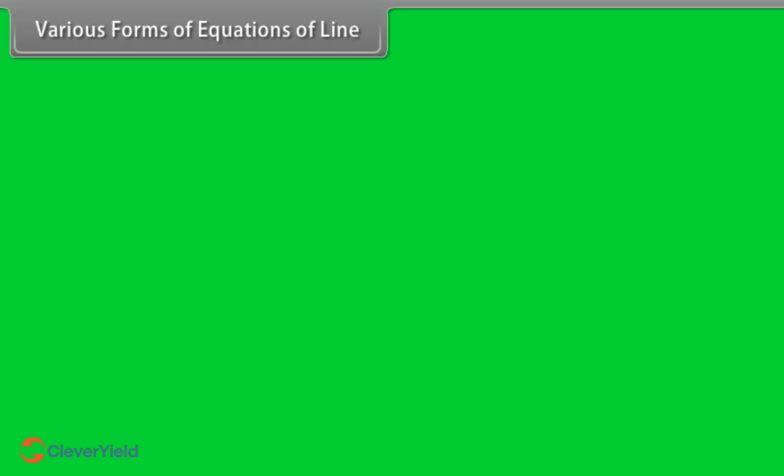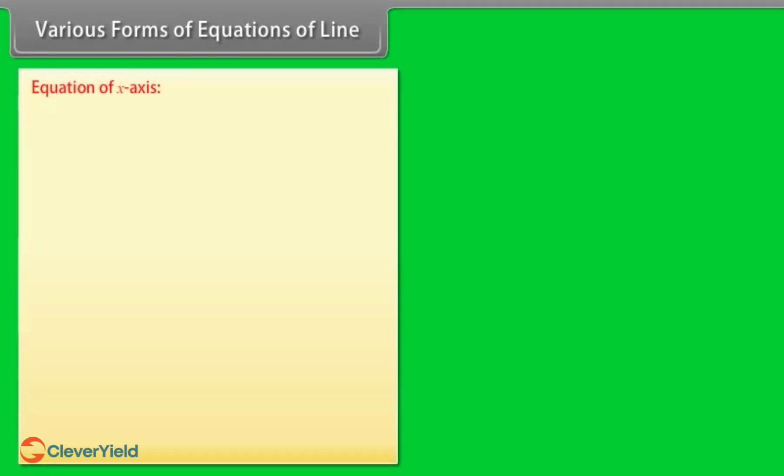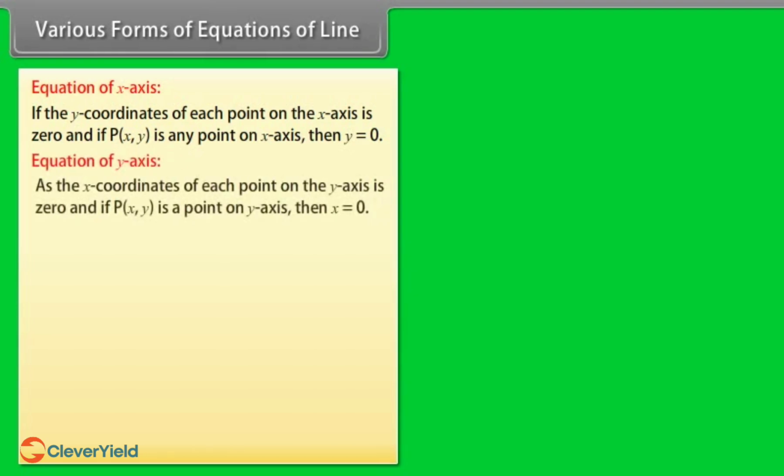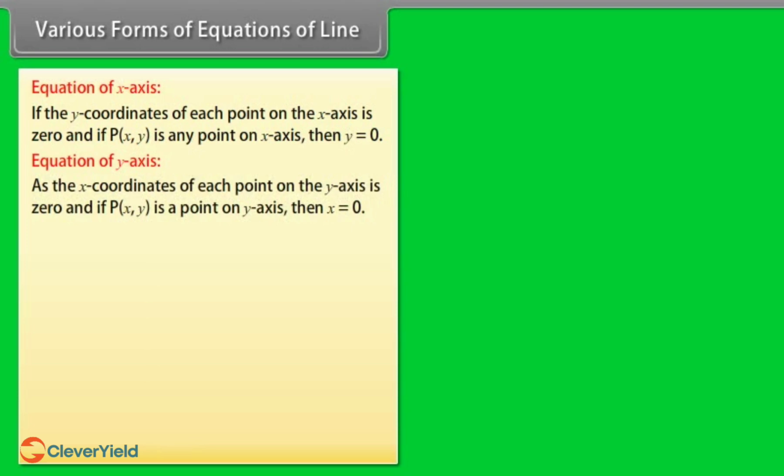Various forms of equations of a line. Equation of x-axis. The y-coordinate of each point on the x-axis is 0, so if P(x, y) is any point on the x-axis, then y is equal to 0. Equation of y-axis. As the x-coordinate of each point on the y-axis is 0, if P(x, y) is a point on the y-axis, then x is equal to 0.